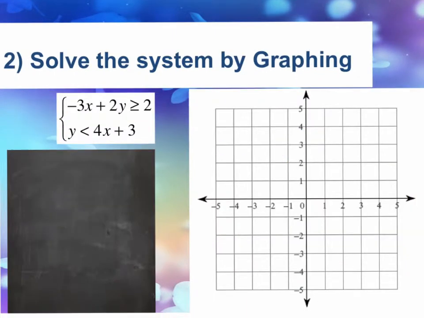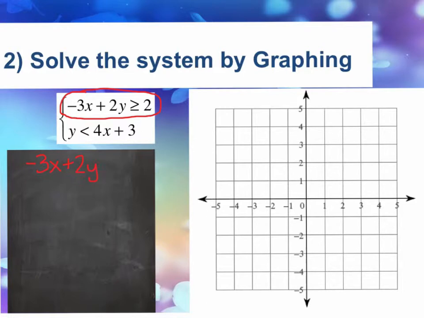Here's example 2. We are going to solve the system by graphing, and we have our system of equations. But notice the first line, which I'm going to use red for the first one. The first line is in standard form, and it has to be in slope-intercept form to graph it. So I'm going to rewrite it. That's why I have this scratch paper here.